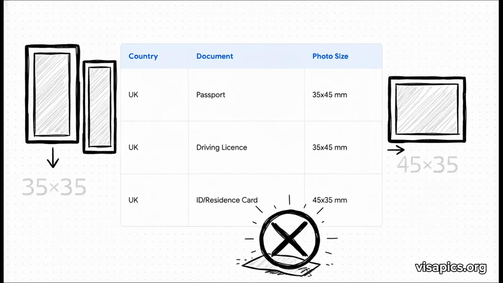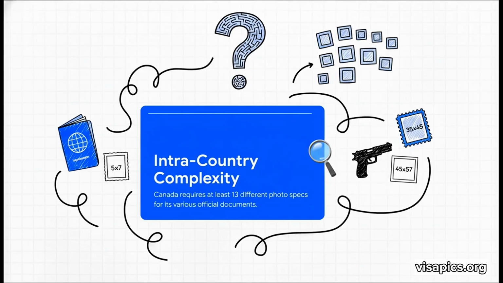Okay, look at this. If you need a passport or a driving license in the UK, you need a photo that's 35 millimeters wide by 45 millimeters tall. Okay, fine. Simple enough. But if you need an ID or residence card issued by the very same government, the dimensions are flipped. It's now 45 wide by 35 tall. It is such a tiny, subtle change, but you can bet that if you get it wrong, your whole application is getting tossed out.